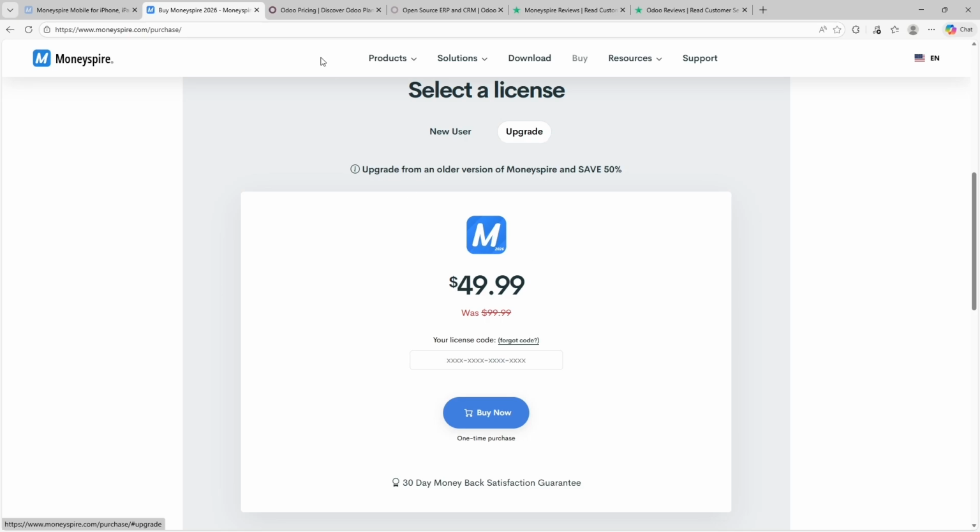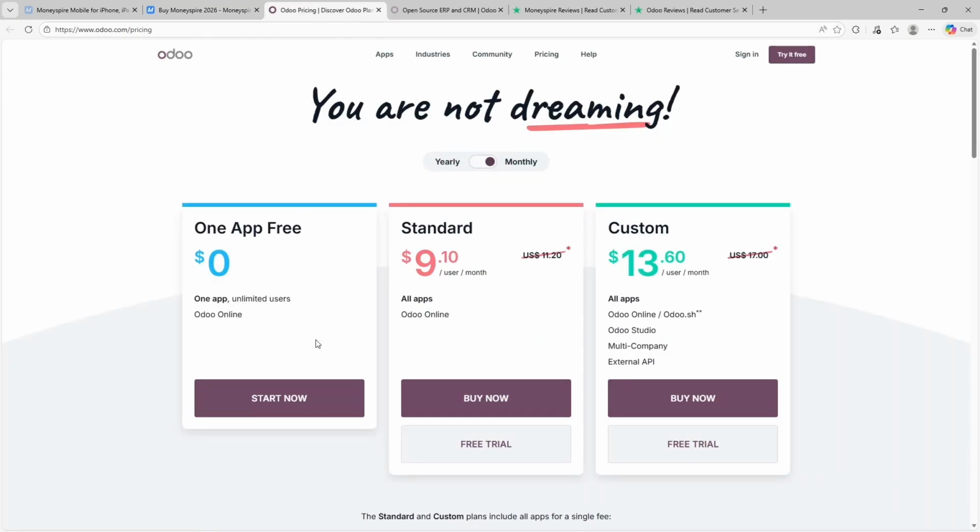Now compare that to Odoo, which is built on a modular, subscription-based ecosystem. Odoo offers a free plan if you only use one app, which sounds incredible at first, but the moment you need more than a single function, accounting plus invoicing or accounting plus inventory, you move into paid territory. Odoo's standard pricing sits at roughly $9 per user per month, while more advanced setups cost more, especially once you factor in hosting options, customizations, and scaling users. Over time, that recurring cost can significantly outpace Moneyspire's one-time fee, especially for small teams or solo users.